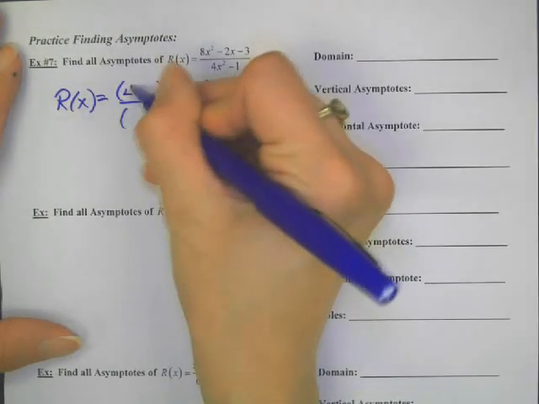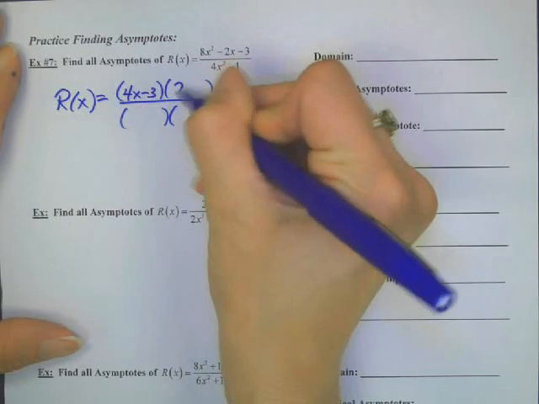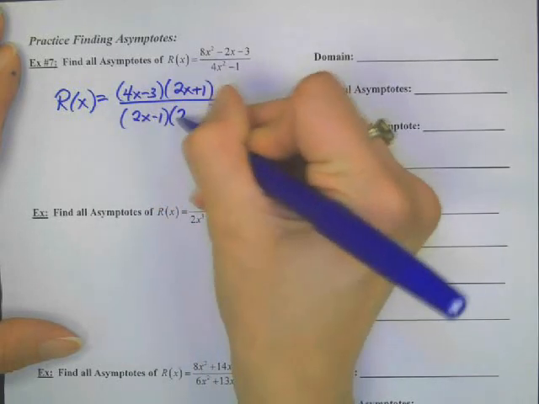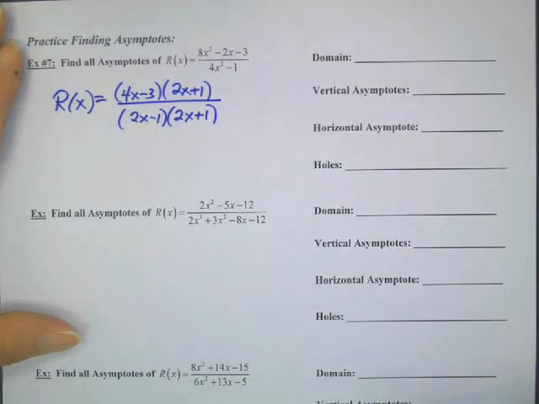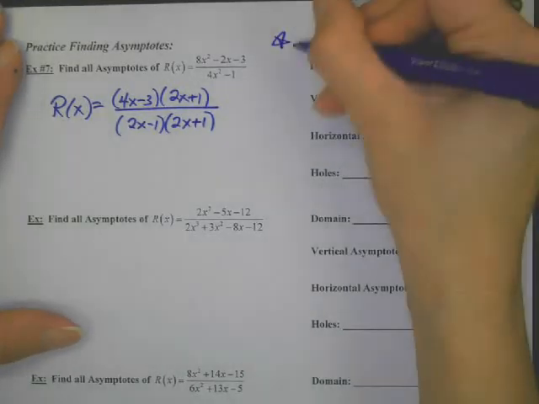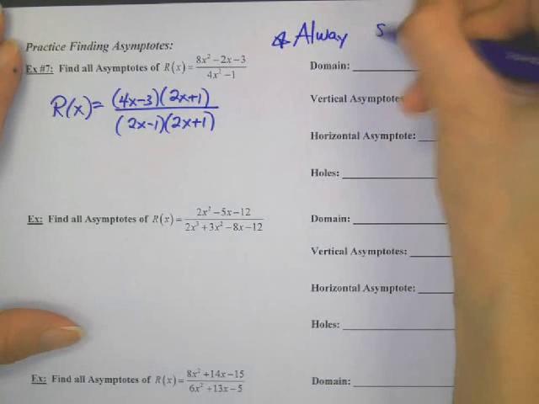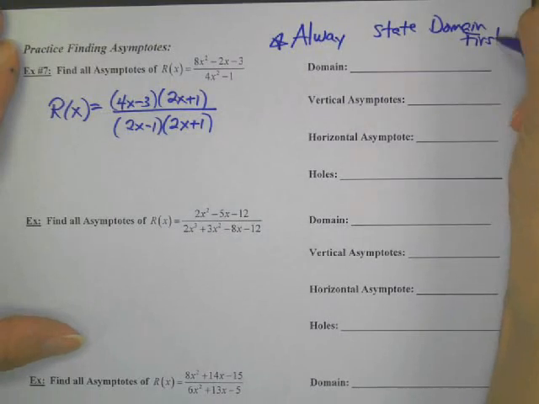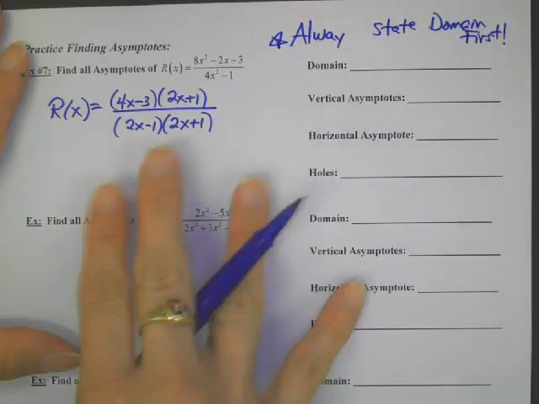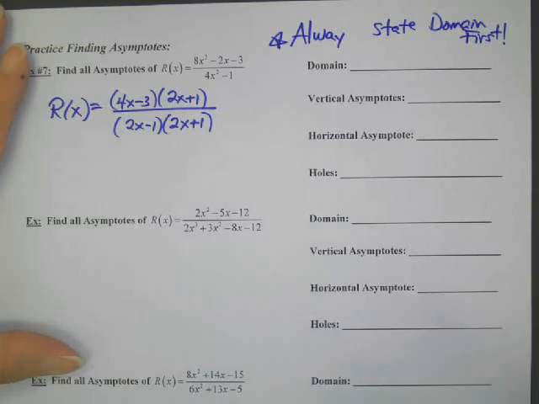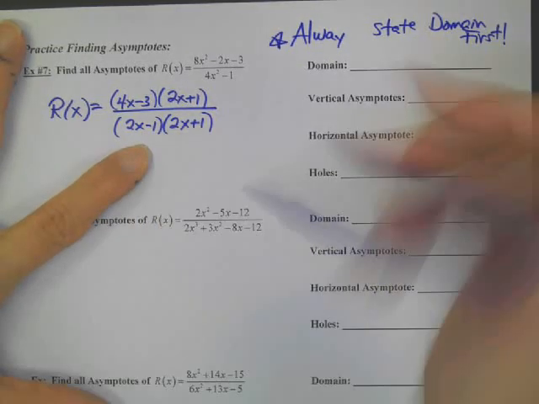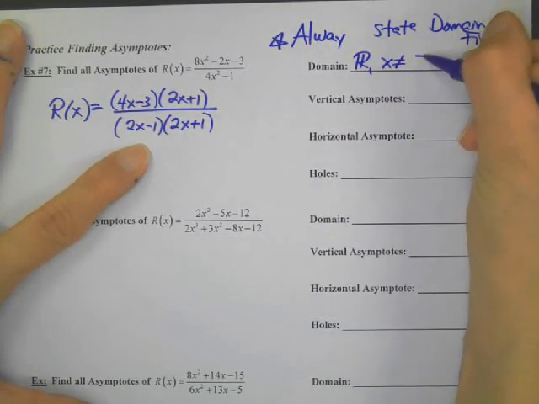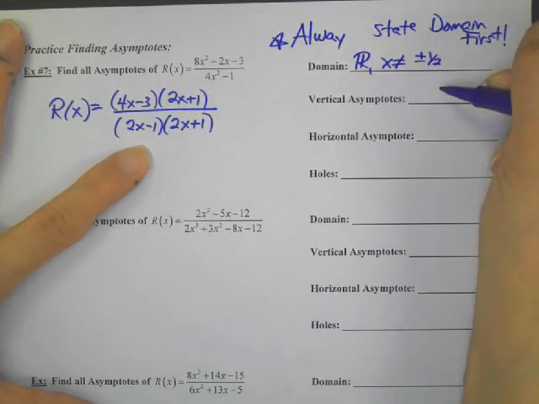Okay, what you should have gotten is 4x minus 3 times 2x plus 1 for the numerator. The denominator is 2x minus 1 times 2x plus 1. Okay, I'm going to go ahead and write a note here. I would highly suggest always state the domain first. Okay, I would recommend stating the domain because then you start canceling. Sometimes people tend to lose one of them. The full denominator for this guy, he's going to use all reals except there's going to be no graph at plus or minus 1/2 for a variety of reasons.